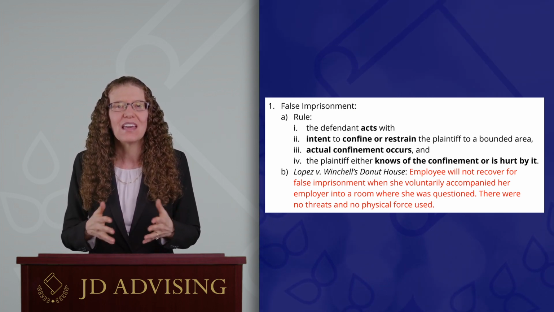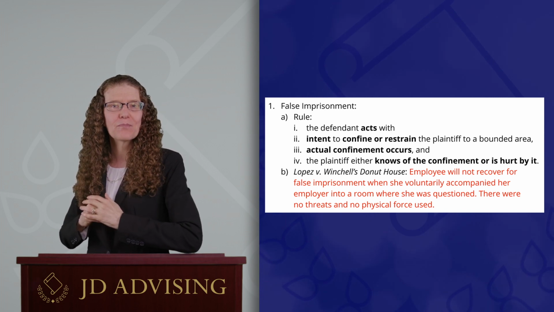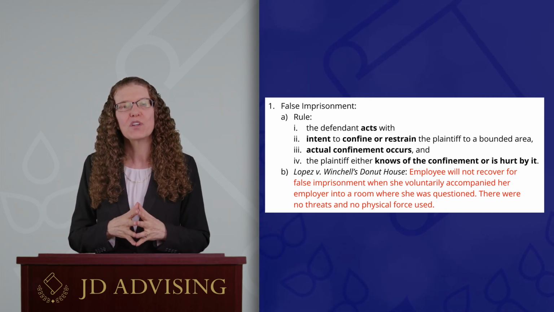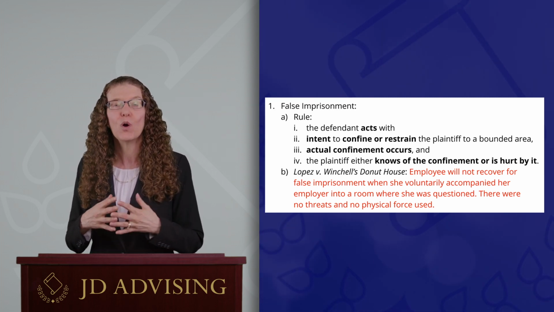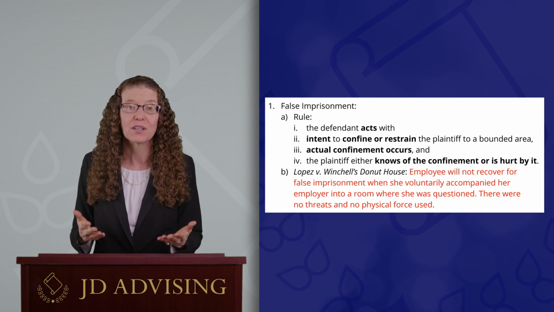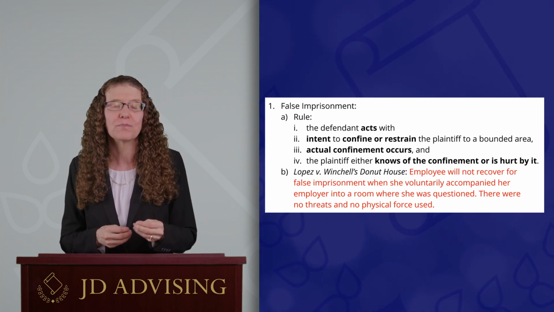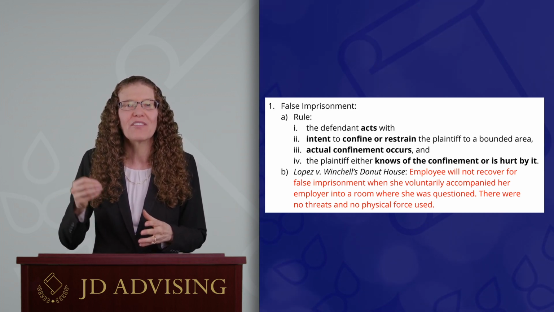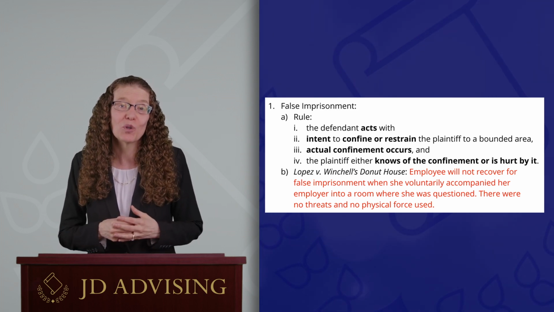You can see that what we have written is a short summary of the case. An employee will not recover for false imprisonment when she voluntarily accompanied her employer into a room where she was questioned. There were no threats and no physical force used. Just 2 sentences. This is an ideal summary of the case to put in your outline. It could even be shorter.